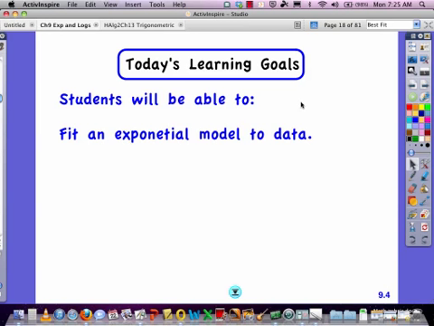Okay, our topic today is fitting exponential models to data. This will be our last section specific towards exponentials, but we've done a good job with them so far. We've learned about exponential growth, exponential decay, as well as continuous growth. So now we're going to say, if we just give you data, how are you going to actually determine whether it is data that fits an exponential model?